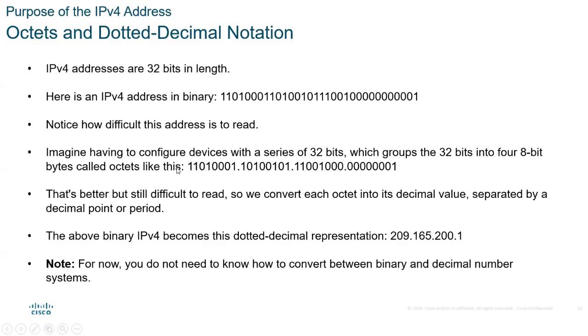Now, still, remembering this binary will not be easy for us. So it has now been simplified further, such that each 8 bits, which we call octets, is now converted to decimal. So we now call it dotted decimal representation. And this is the form we use to represent our IP addresses now, so that it will be easy for us to remember the specific IP address that we want to use.